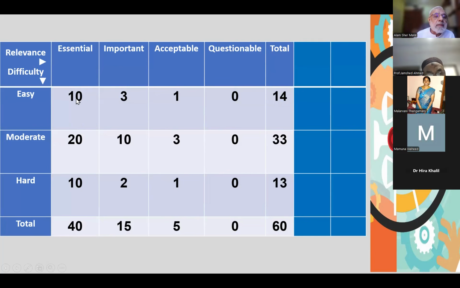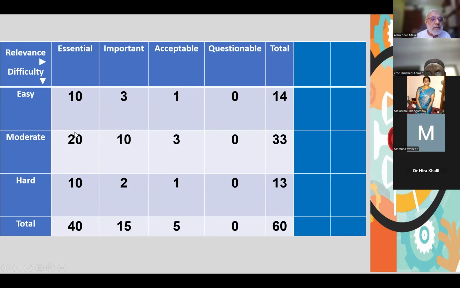So there are 10 questions which are essential as well as easy in that category. Then there are 20 questions which are essential but of moderate difficulty, and other 10 questions again are essential but hard. So total out of 60, 40 questions are essential. Another 15 questions come in the important level, and then 3, 10, and 2, and similarly the distribution. So total is 14 easy questions, 33 moderate difficulty, and 13 hard.